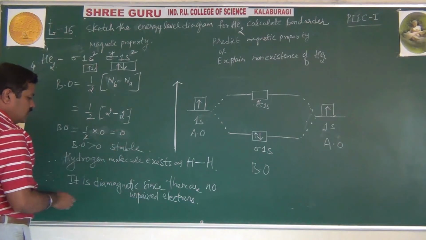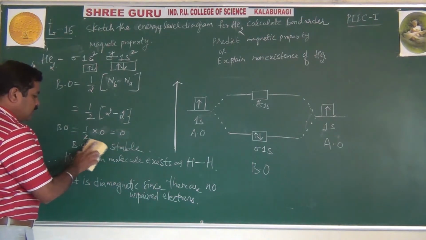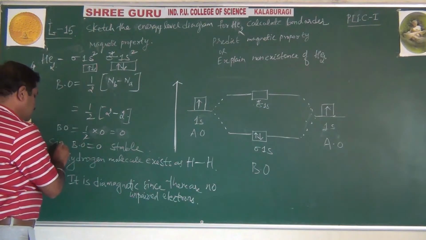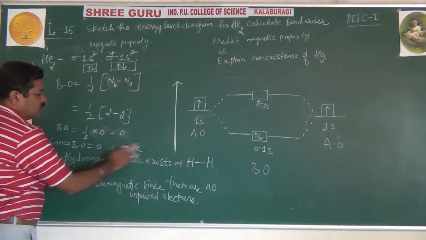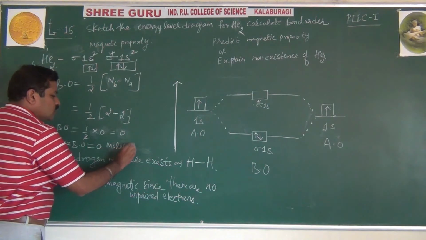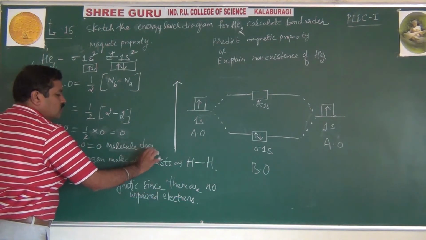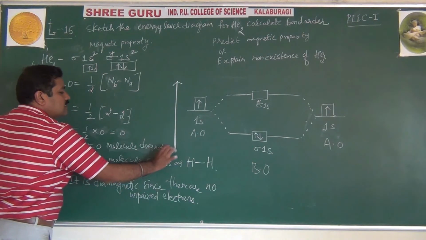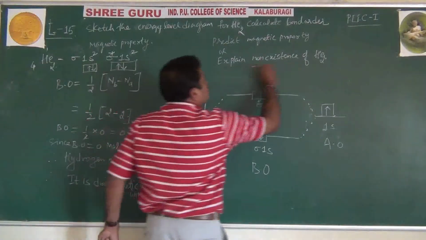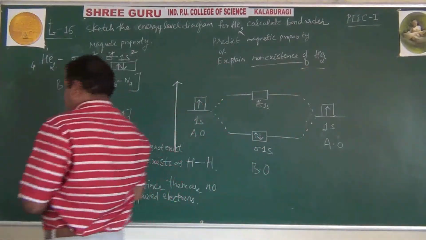Since bond order is 0, the molecule does not exist. See, this is how we explain non-existence. It means what does not exist.